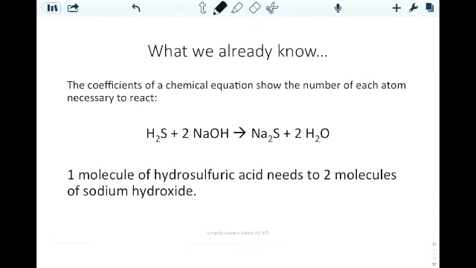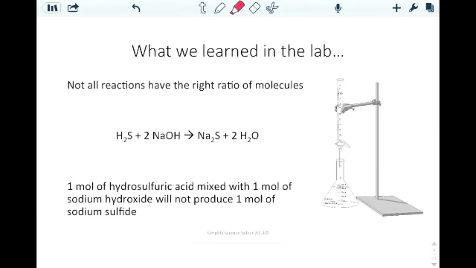So let's look at what we already know. We already know about the mole ratio. The coefficients of a chemical equation show the number of each atom necessary to react. So one molecule of our hydrosulfuric acid needs 2 molecules of our sodium hydroxide. Or we can say our mole ratio is 1 to 2, a 1 to 2 ratio. And we know that from just our basic mole ratio, the stoichiometric ratio.